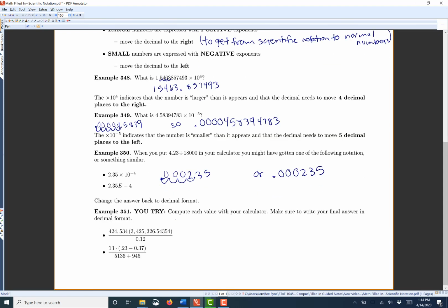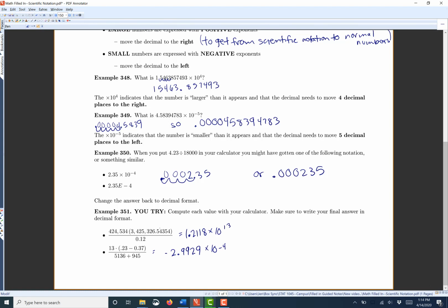So now you try. I want you to pause and try this. You're going to put each thing into your calculator. Just make sure you use parentheses where you need it. And then it should come out in scientific notation. And then I want you to change it back into a normal number. So go ahead and try that. So let's see what you got.